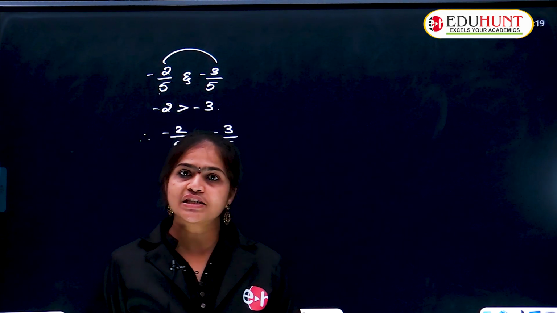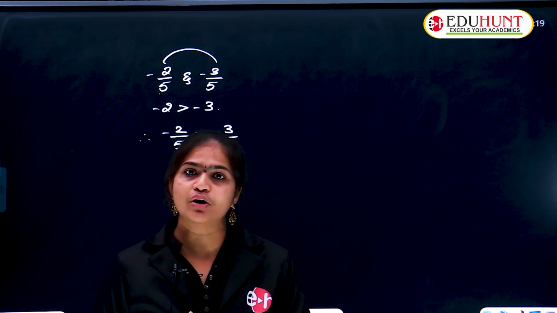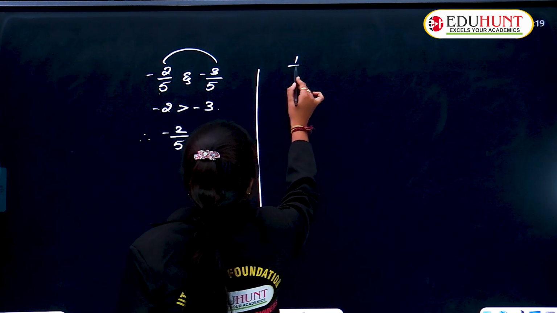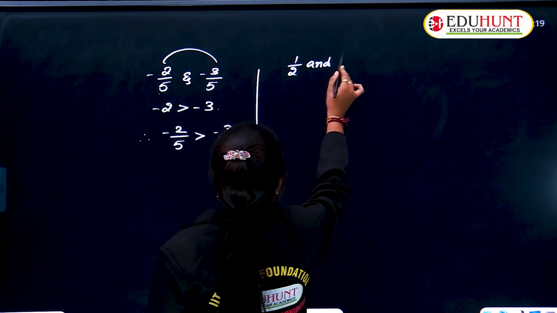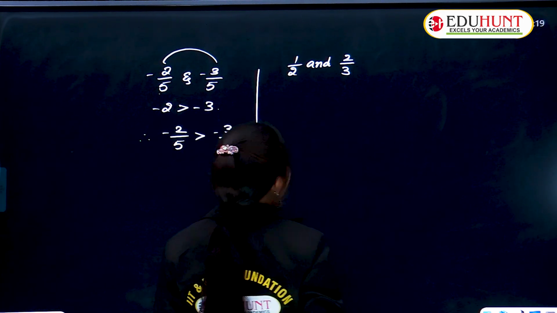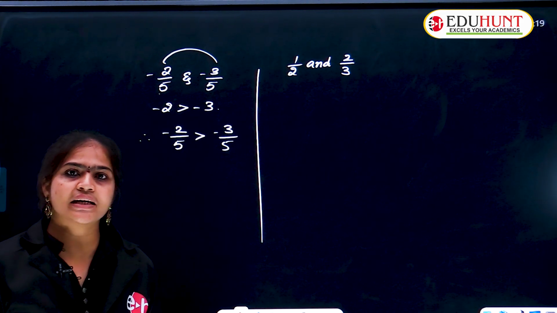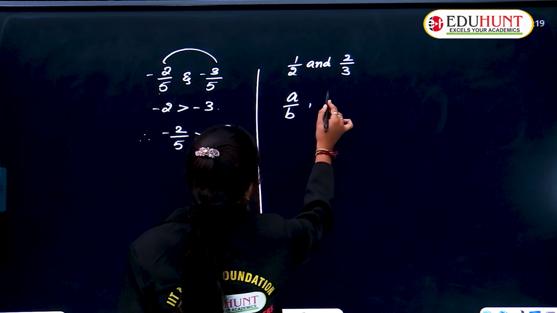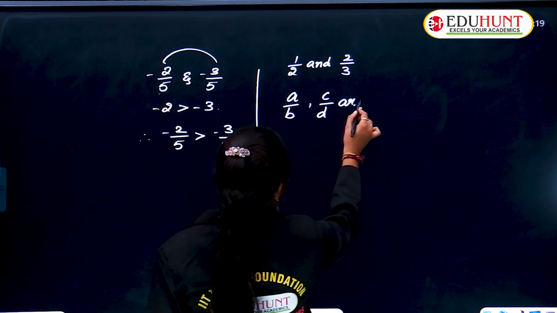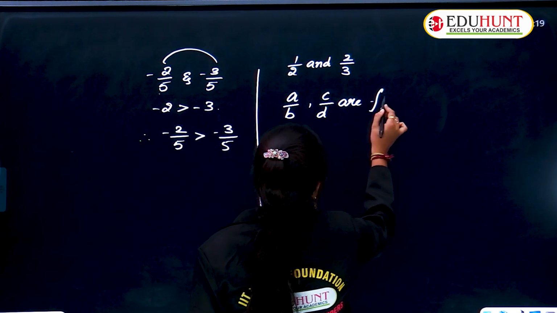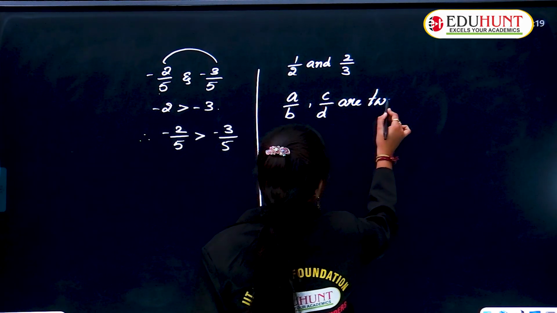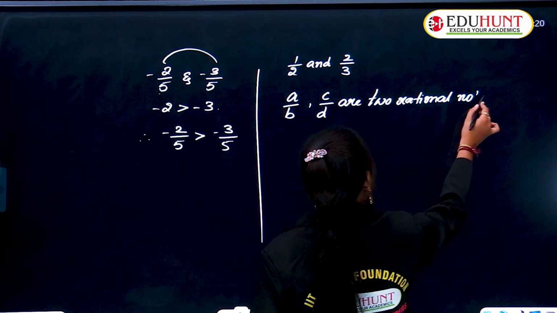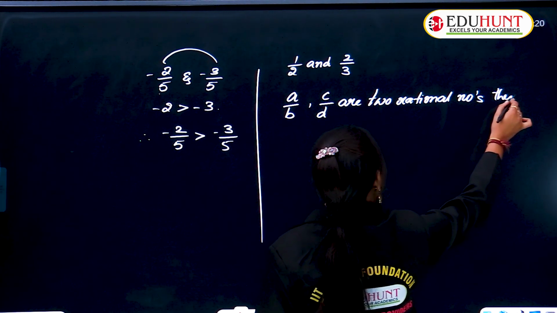If those two fractions are having different denominators, then what will happen? See that. For example, here 1 by 2 and 2 by 3. Which one is greater and which one is smaller? How can we say that? Just consider, for comparing, that A by B and C by D are two fractions or two rational numbers.